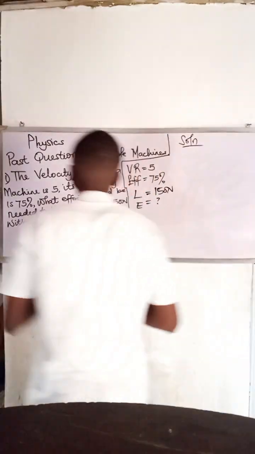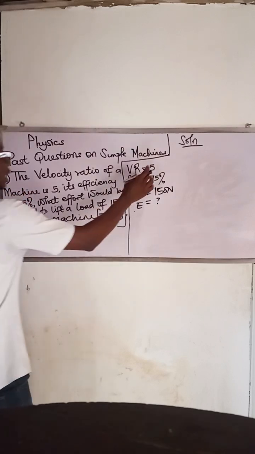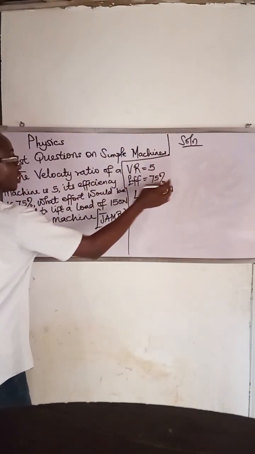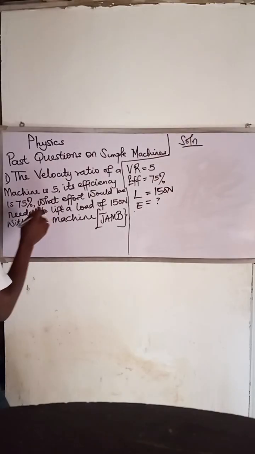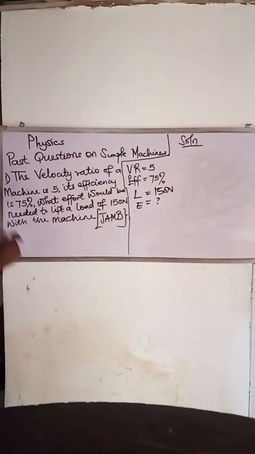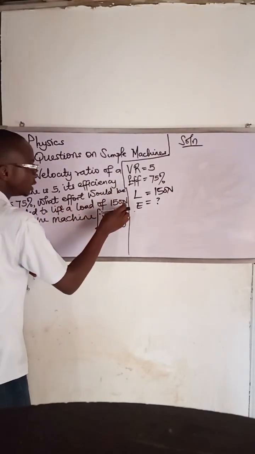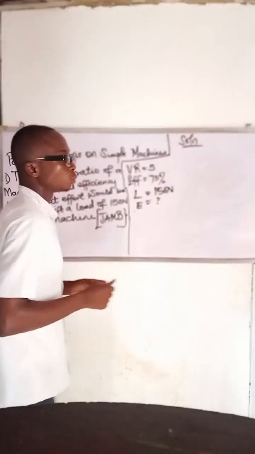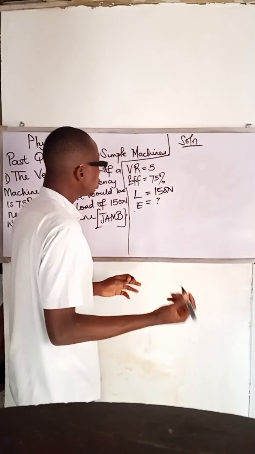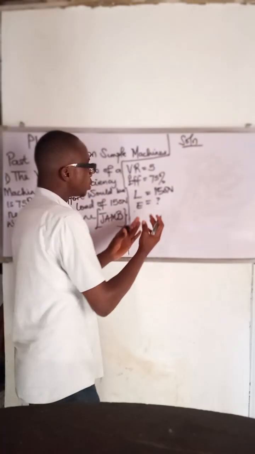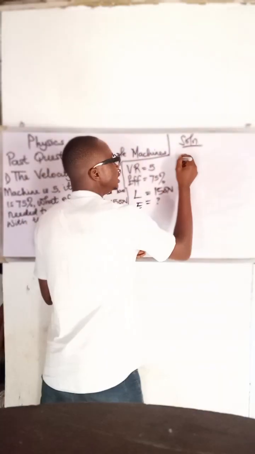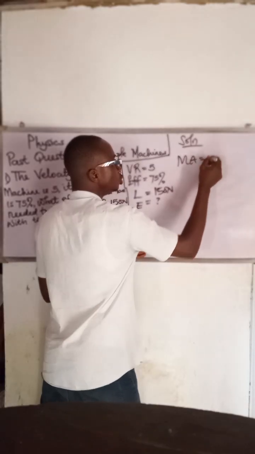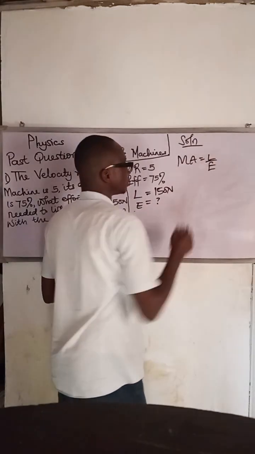In this question, they give us the velocity ratio of the machine, and it's 5. They give us the efficiency, which is in percentage, 75%. Then they ask us the effort that will be needed to lift a load of 150 Newton. They give us the load, 150 Newton, and they ask us to calculate for the effort. Now, we know that the formula that we can use to calculate for effort is this formula: mechanical advantage is equal to load over effort.